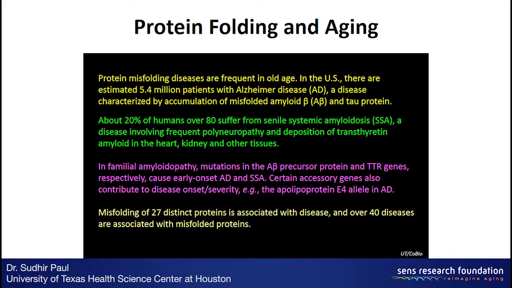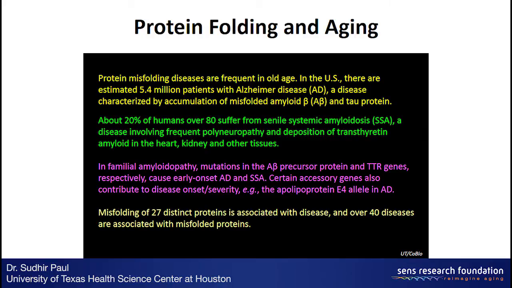So this disease is characterized by accumulation of misfolded amyloid beta peptide, a relatively small polypeptide, and then a larger protein called tau. These proteins form plaques, that's the amyloid, and tau forms tangles in the brain, resulting in essentially memory loss and cognitive failure.